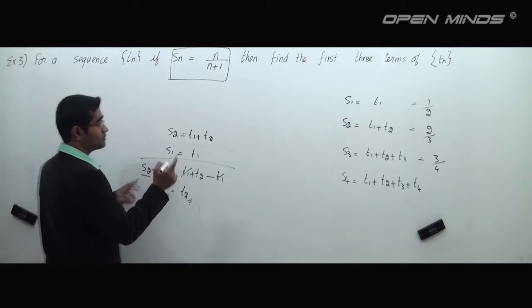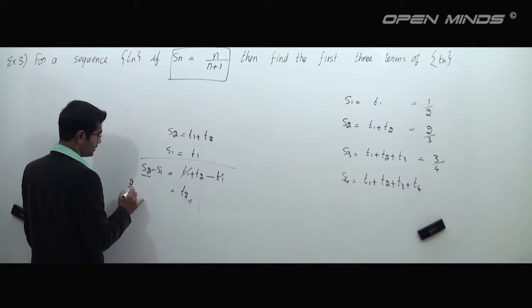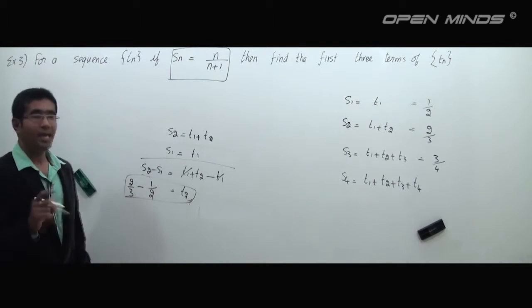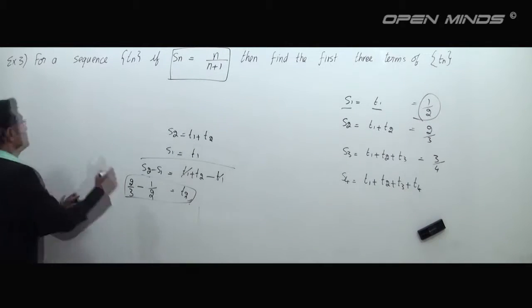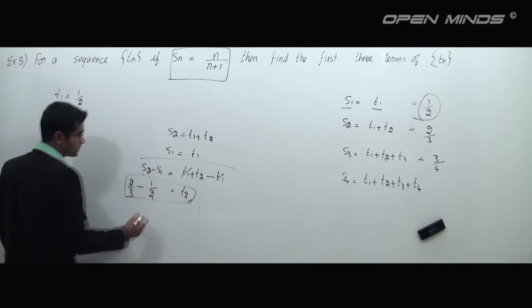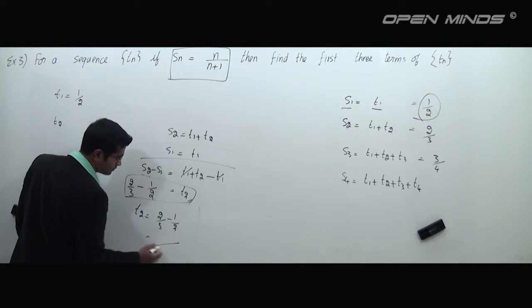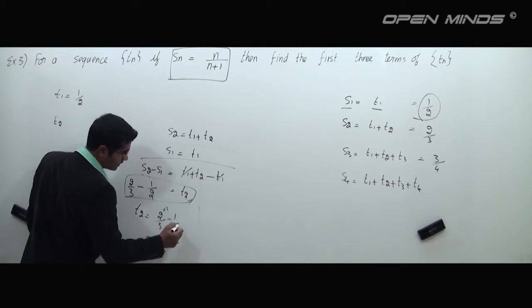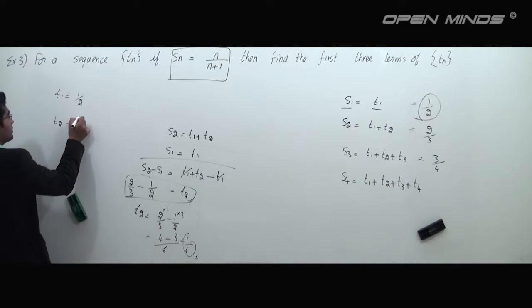S2 is given as 2 over 3 and S1 is half. If I subtract these two, I get T2. And S1 is nothing but T1, so I already have T1, which is half. T2 would be 2 over 3 minus 1 over 2. The LCM is 6. That goes like 2 into 2, which is 4, minus 1 into 3, which is 3. That is 1 over 6. So T2 is 1 over 6.